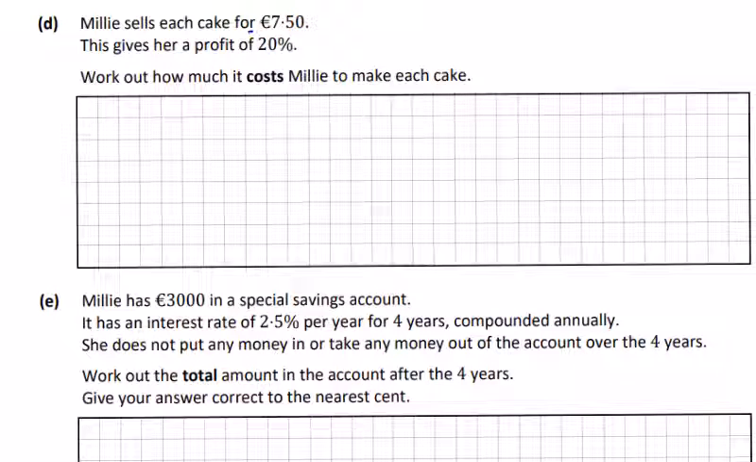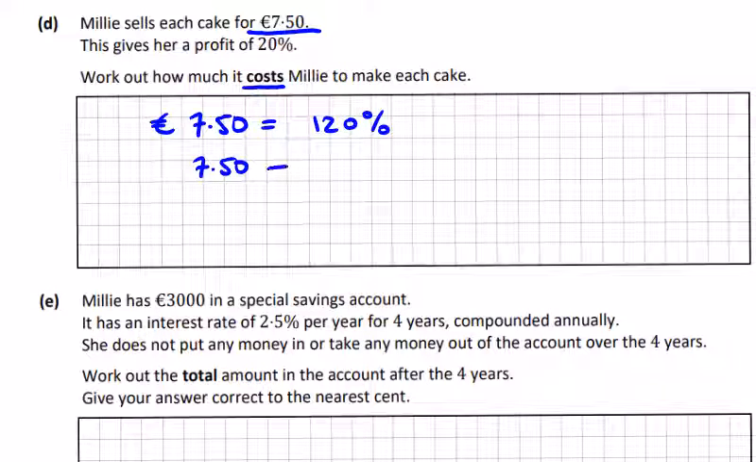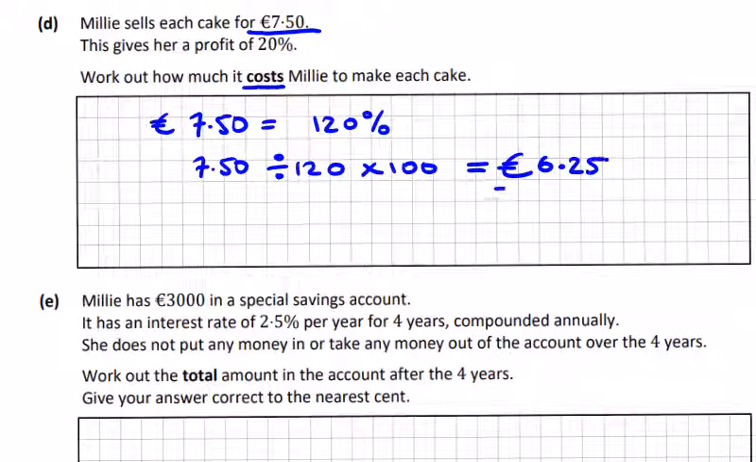Part D, she sells the cake for $7.50 and it gives her a profit of 20%, so we can say then that $7.50 is equal to, in percentage terms, 120%. So to get how much it costs her to make the cake, we want 100%. So $7.50 divided by 120 would give 1%, like ratio, and then times 100 to get 100%. So just calculator use really. Your calculator will tell you the answer here. €6.25.